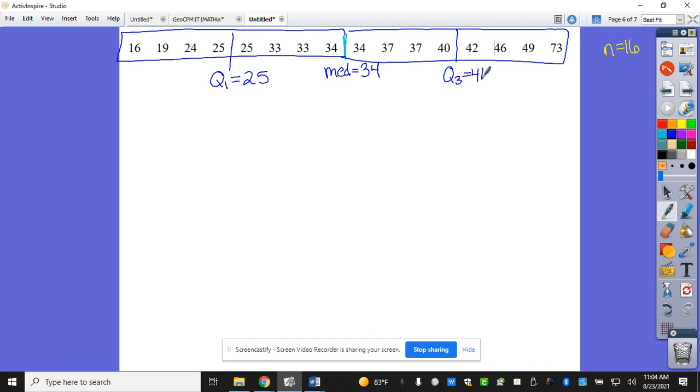Yes. Yeah, go ahead. So 5-number summary. The first one is going to be what for this data set? 16. My second one is 25. 73. So if I said what is a 5-number summary, you could write 16, 25, 34, 41, 73. That would be the answer.